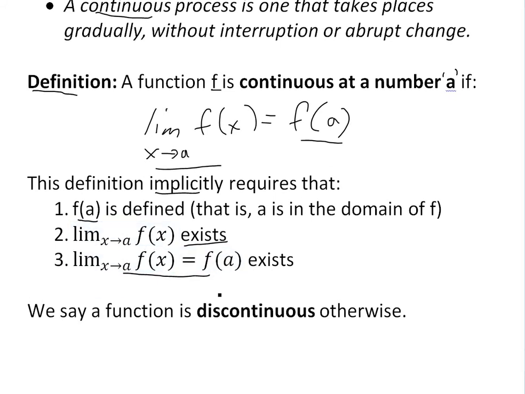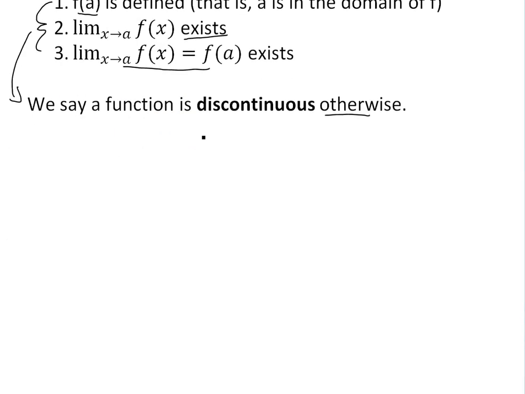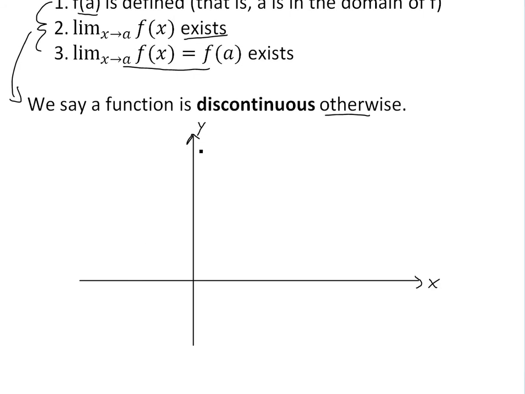And we say a function is discontinuous otherwise, if it doesn't satisfy any of these three things. I'll illustrate this in a graph. So if I just draw these x and y axes right here. To draw a continuous function, basically if you draw with a pen and never lift it off, then that means it's a continuous function.